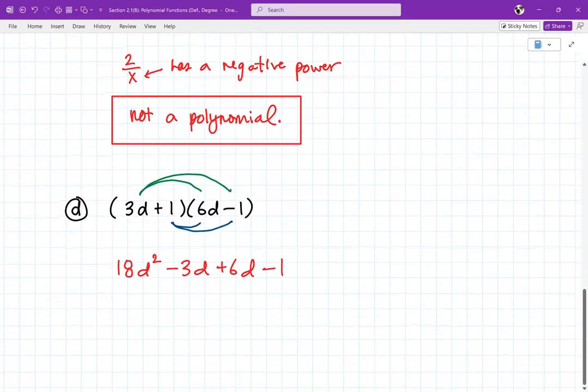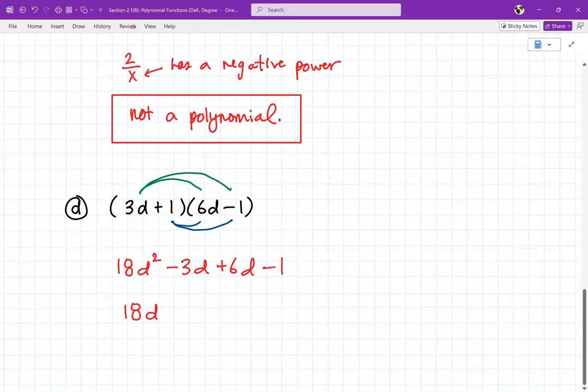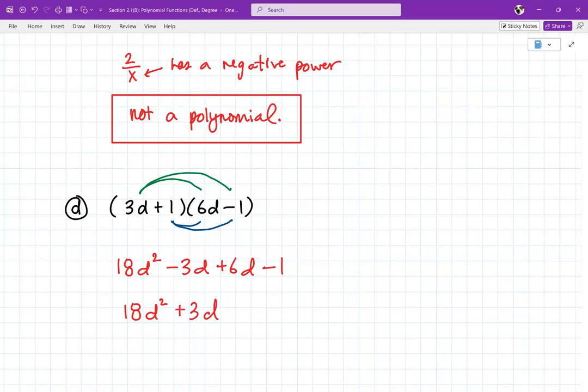Let's combine some like terms really quick. That's 18d squared. Negative 3d plus 6d is positive 3d, minus 1. Now I'm done. I simplified it as much as possible. Now I'm going to look at all the variables of d. This has a power of 2. This has a power of 1. They're whole numbers. They're positive. Okay? That means this is a polynomial.